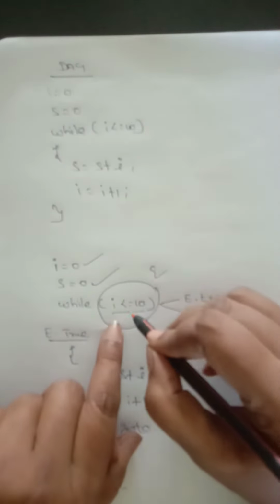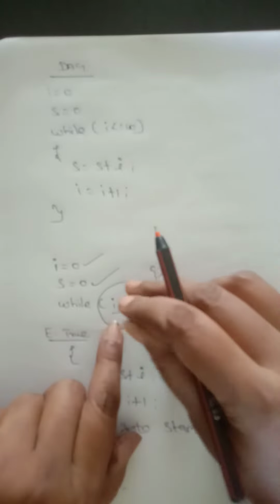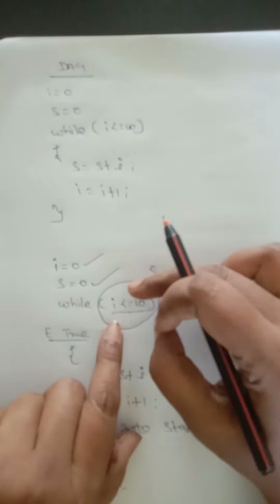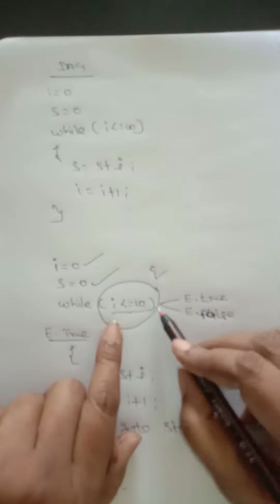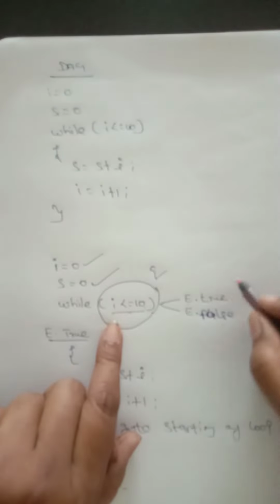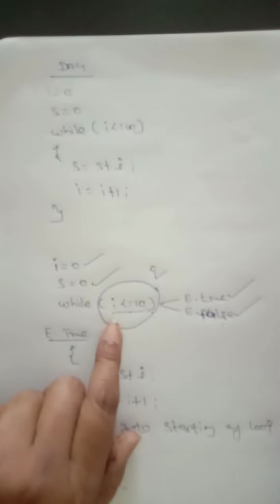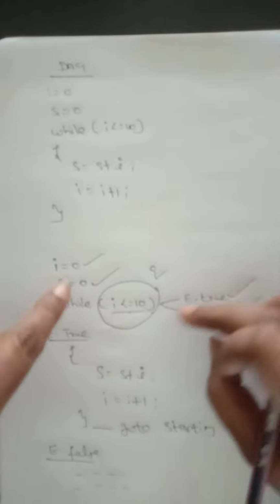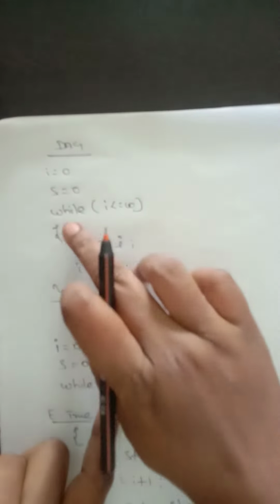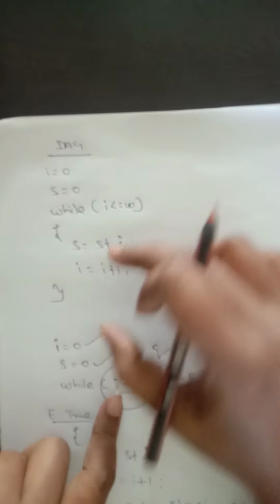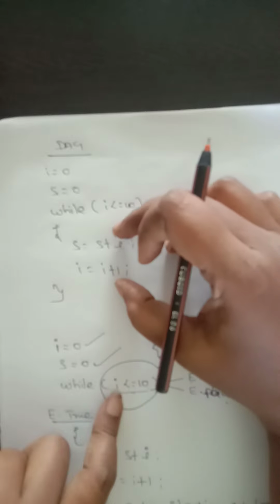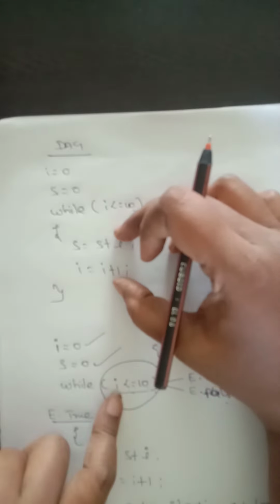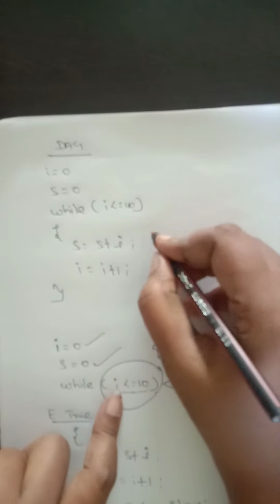If the expression is true, we have to evaluate the true block. Otherwise we have to move on to the false block. So whether it is true or not, if it is true we evaluate the true block, otherwise we move on to the false block. So what is the true block? If the condition is satisfied, we execute s = s + i and i = i + 1. These two statements are called the true block.